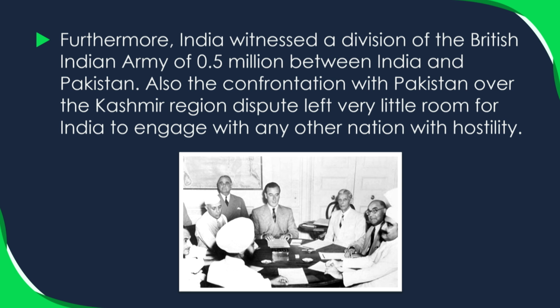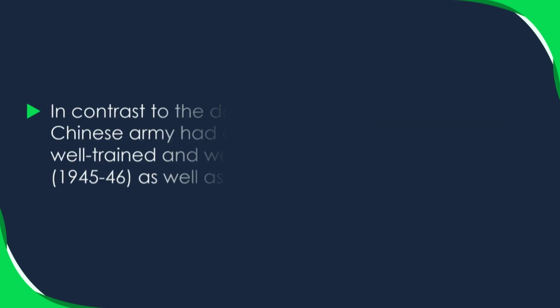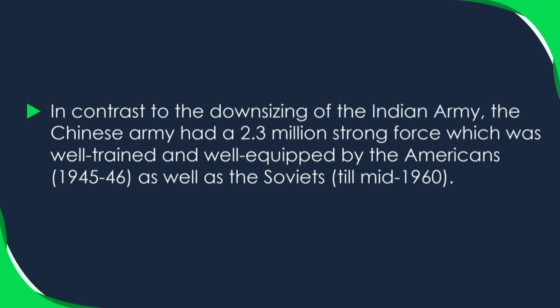Furthermore, India witnessed a division of the British Indian Army of 0.5 million between India and Pakistan. Also, the confrontation with Pakistan over the Kashmir region dispute left very little room for India to engage with any other nation with hostility. In contrast to the downsizing of the Indian army, the Chinese army had a 2.3 million strong force which was well trained and well equipped by the Americans as well as the Soviets.